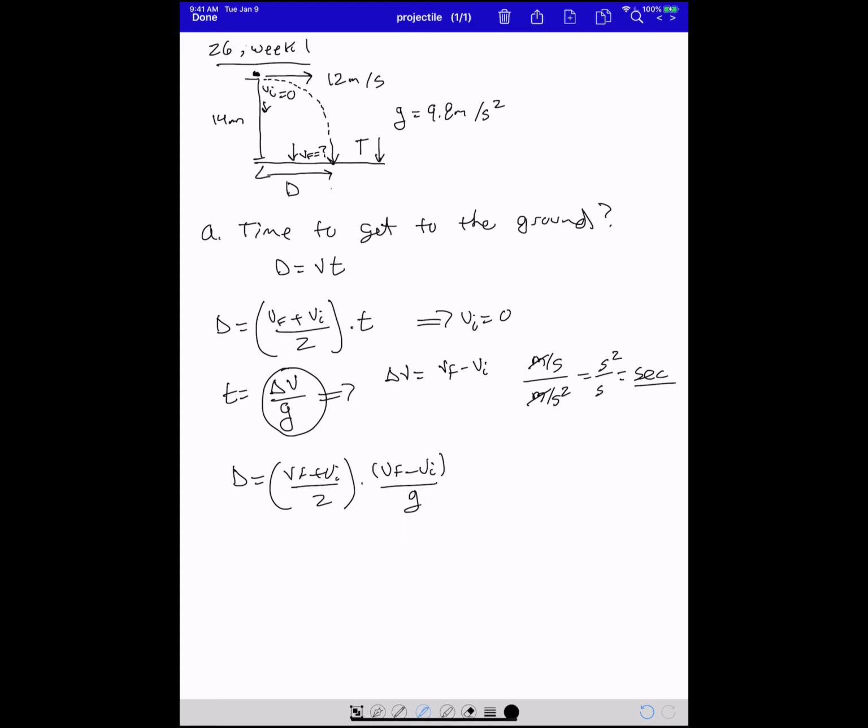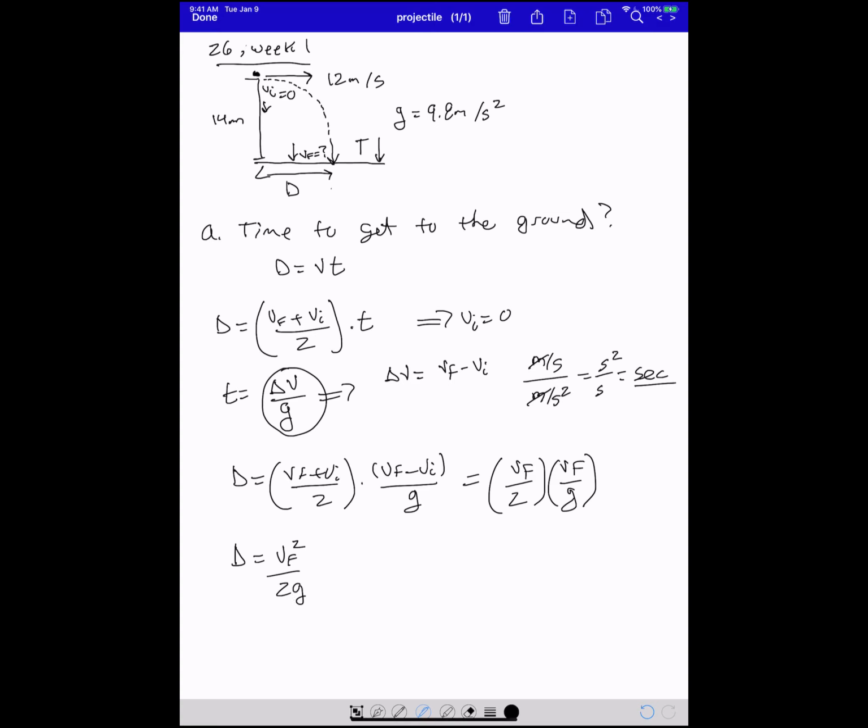This is our new expression, but we're going to make it even better because we're going to get rid of those Vi's, because remember, Vi is 0. So this equals Vf, final velocity, over 2. Let's write that 2 better. Vf over 2 times Vf over gravity. So distance is final velocity squared over 2g.